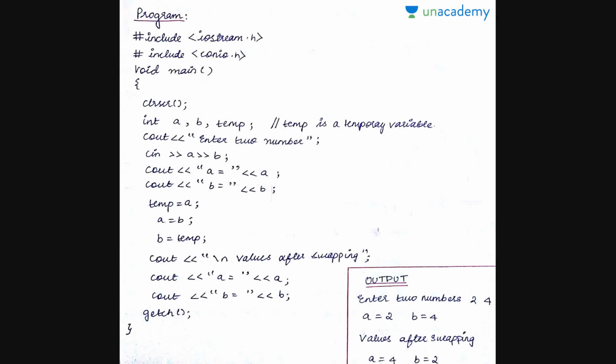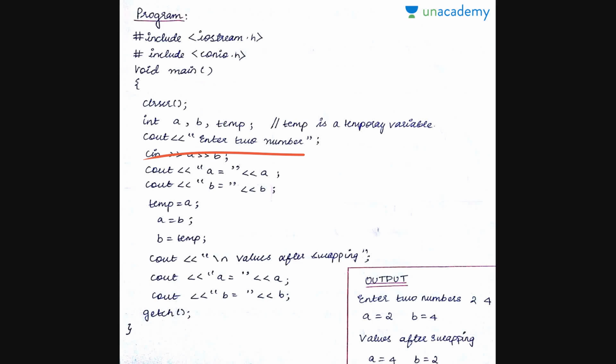Let us see the program. The program, as you know, has the header files and main function, clear screen and all, and you declare the variables, which are A, B and temp, as you saw. Now we ask the user to enter two numbers. So we have cout enter two numbers and the user inputs two numbers.